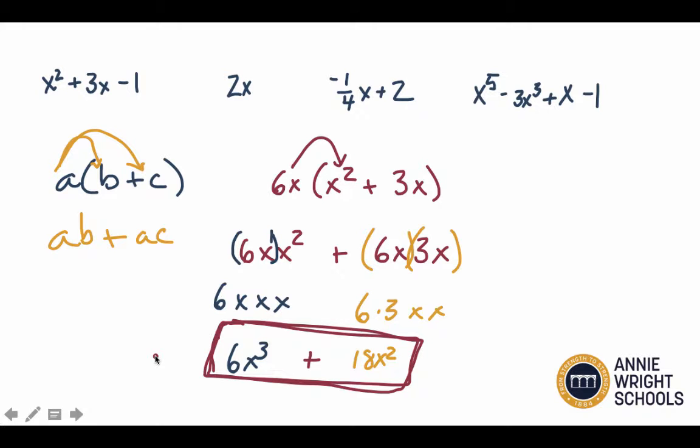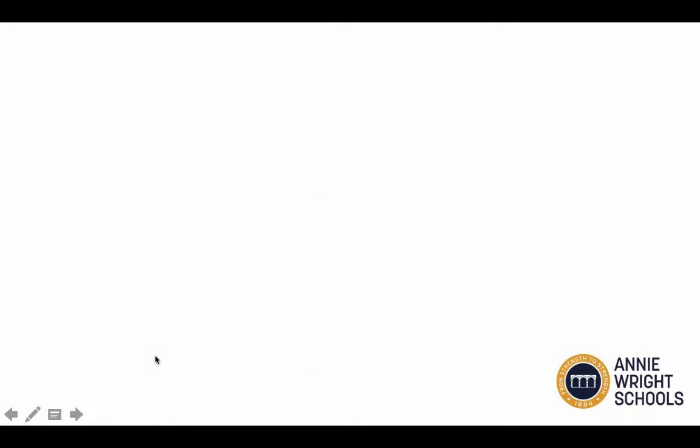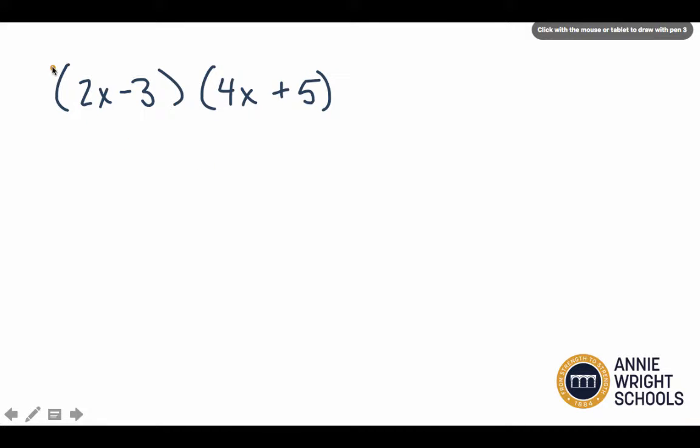We're just multiplying polynomials. The distributive property is the easiest example. A tougher example is when we get something like this. 2x minus 3 times 4x plus 5. It looks really complicated, but it's not. I assure you it's the exact same idea. I'm just going to call this one number. I'm going to call it 2x minus 3.